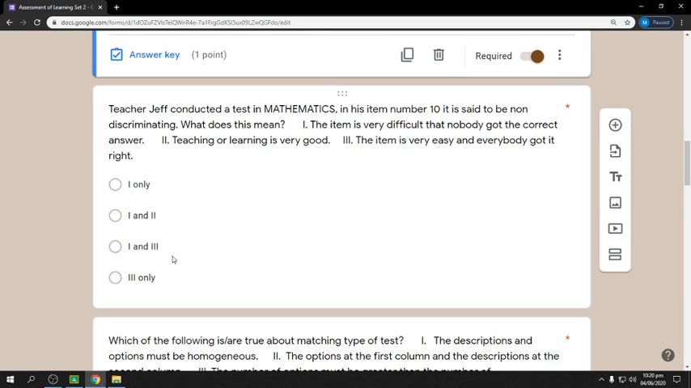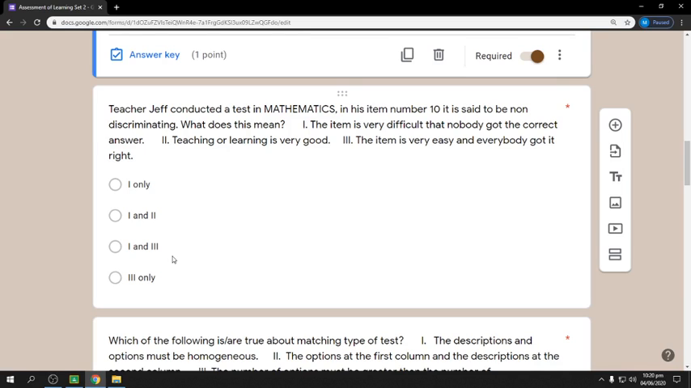Let's see option 2. Teaching or learning is very good. Well, it doesn't really agree with our concept, because if teaching or learning is very good, then we should be able to differentiate, right? So this leaves us with 3. I would most likely choose C here, but let's still check the logic.